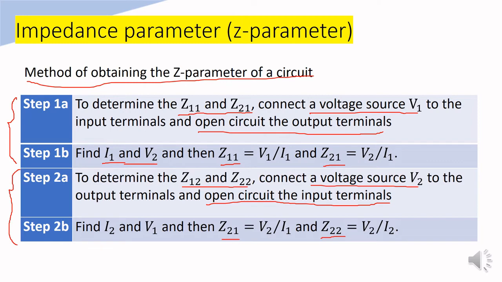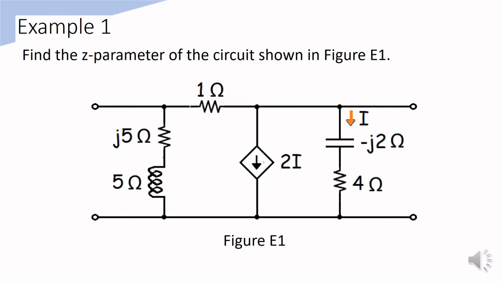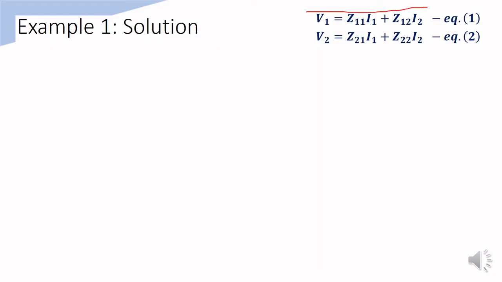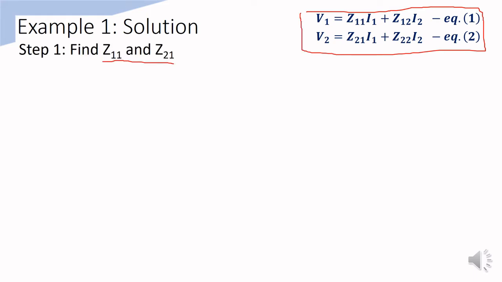Let us see one example on how to apply the method. Example 1. We are required to find the impedance parameter of a circuit, shown in figure E1. The circuit consists of dependent current source that relies on the current I of this branch. So how are we going to obtain the impedance parameter of this two-port network? Based on the equations of impedance parameter, by setting the current I2 to 0 ampere, we can obtain Z11 and Z21.